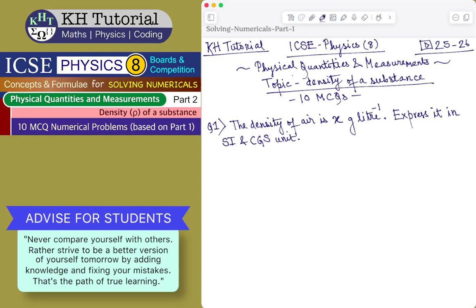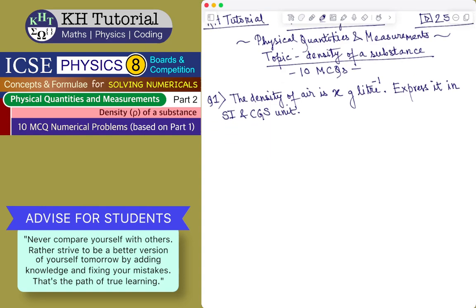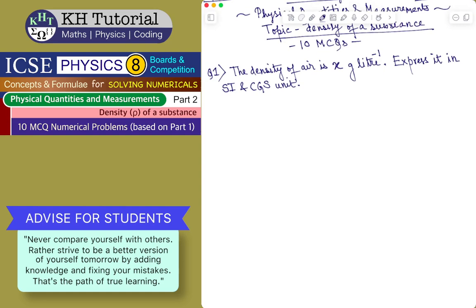So the first question says that the density of air is x gram per liter. Express it in SI and CGS unit. So the density is given as x gram per liter. Okay, so let's first convert this unit, x gram per liter, into SI unit. So I have to convert the gram to kilogram and the liter to meter cube.